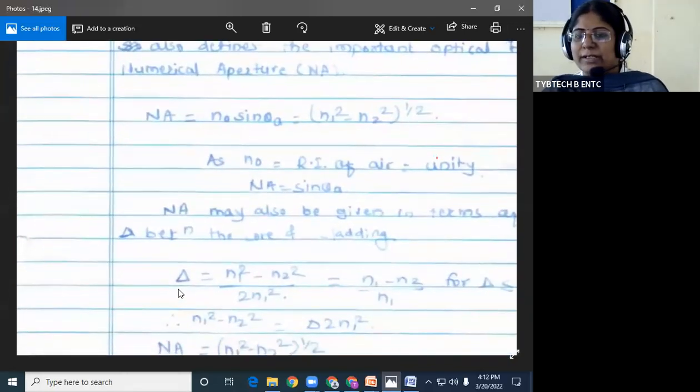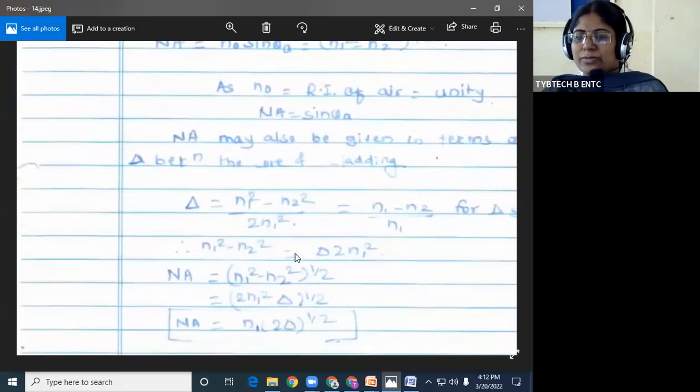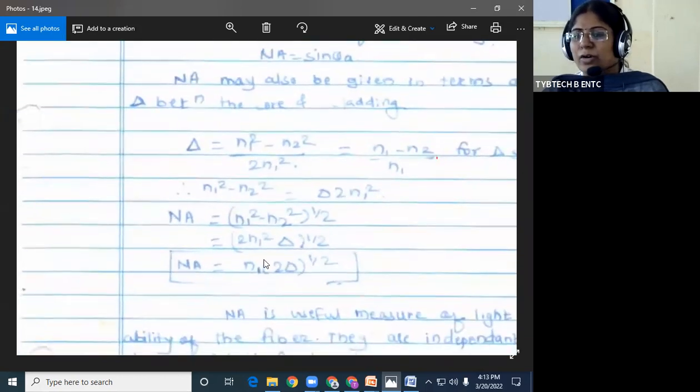So what is the equation of delta? n1 square minus n2 square divided by 2n1 square. So what you get here? n1 square minus n2 square is equal to 2 delta n1 square. So Na is equal to [n1 square minus n2 square] raised to 1/2. मग ह्याच्या ऐवजी कशाने रिप्लेस केले आपण? [2n1 square into delta] whole bracket raised to 1/2. मग ह्यात काय होतंय? n1 square raised to 1/2 म्हणजे काय आलं इथं फक्त n1 आणि ब्रॅकेट मध्ये काय राहिलं? 2 delta raised to 1/2. So this is one more form of the formula for numerical aperture.